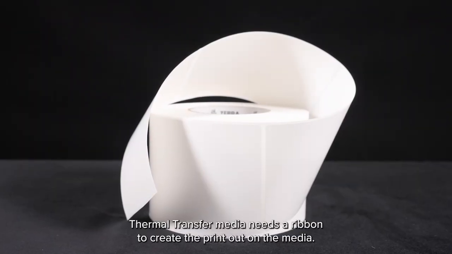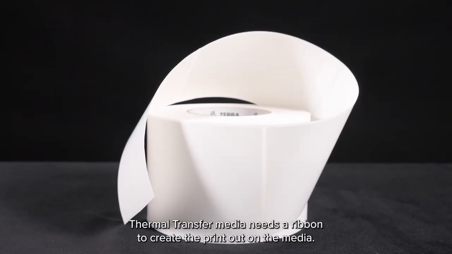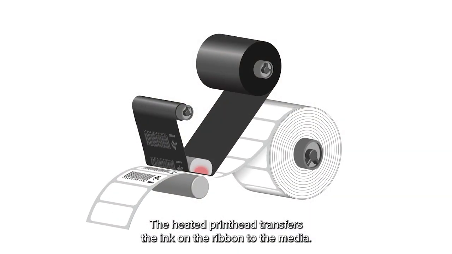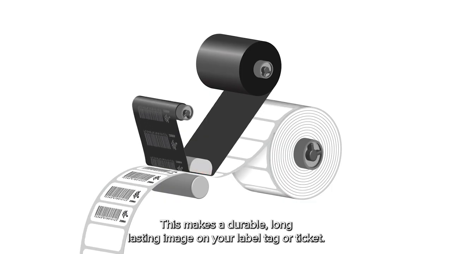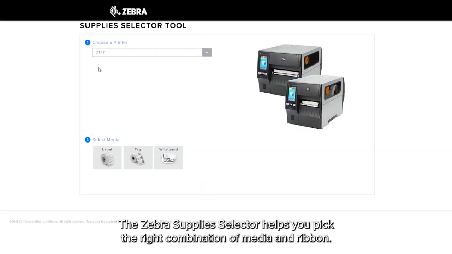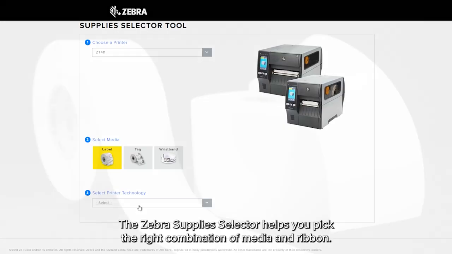Thermal transfer media needs a ribbon to create the printout on the media. The heated printhead transfers the ink on the ribbon to the media. This makes a durable, long-lasting image on your label, tag, or ticket. It is important that your ribbon and media are compatible for the best results. The Zebra Supply Selector helps you pick the right combination of media and ribbon.